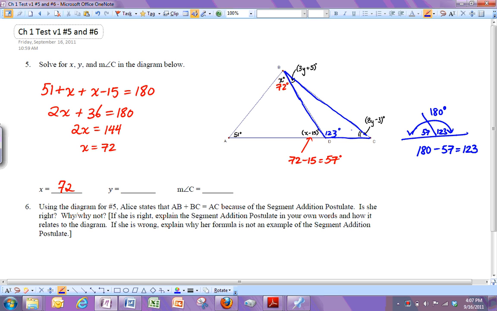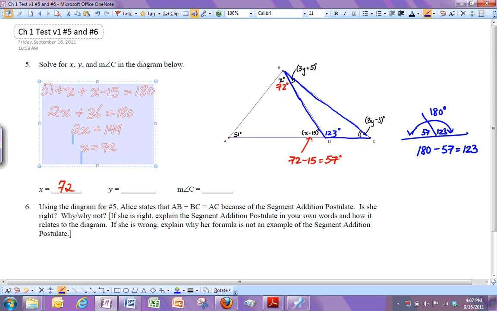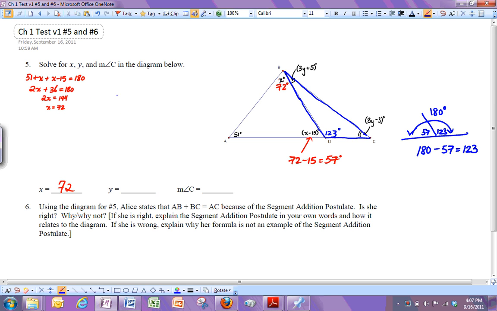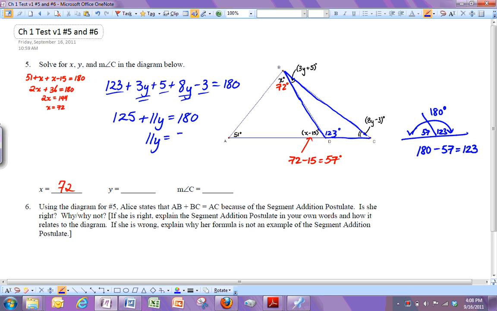And I know that all three of these angles in the triangle also add up to 180. So let's work that out. I've got 123 plus the 3y plus 5 plus the 8y minus 3 all add up to the three angles of the triangle, which are 180 degrees. If I combine like terms, 123 plus 5 minus 3 gives me 125. And then I've got 3y and 8y, so plus 11y equals 180. Then I subtract the 125, and I get 55. Well, that goes in nicely. y equals 5.